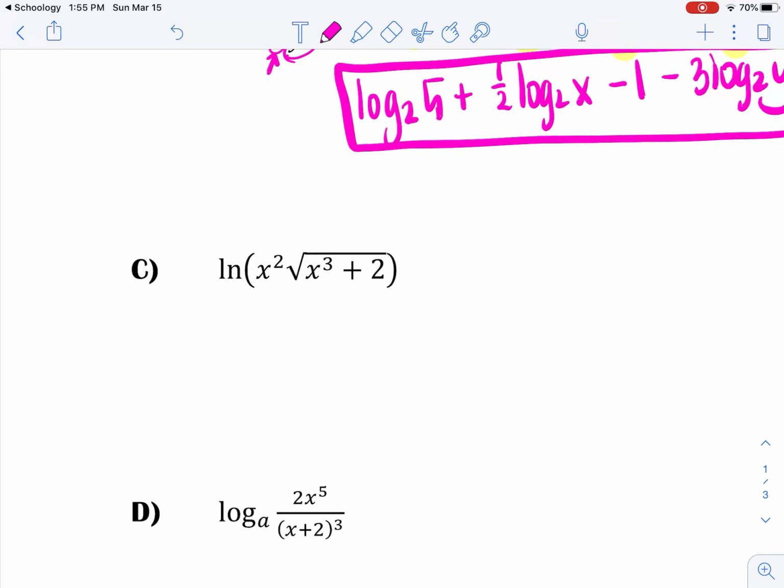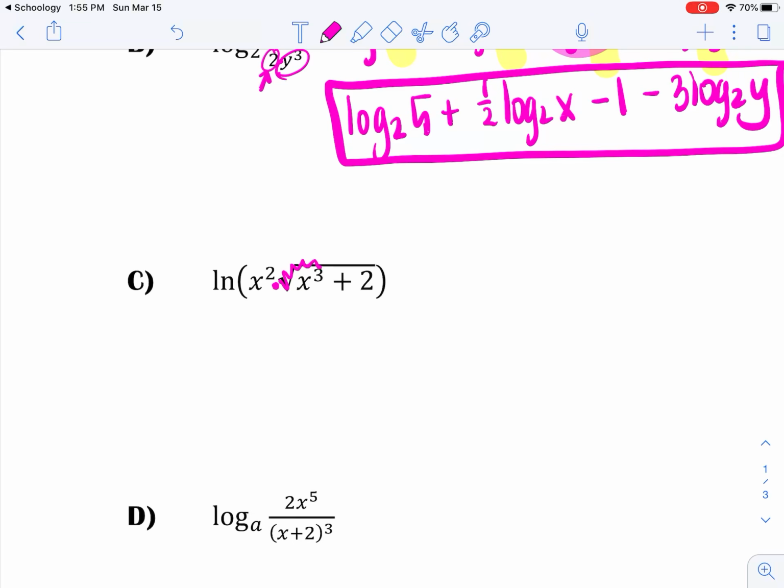Okay, next one has no division, but it does have multiplication. It's x squared times this. Once again, I'm going to get rid of this square root right here and bring this to the 1/2 power. So I'm going to change it to x cubed plus 2 to the 1/2 power. Now, first thing that people see this is they think they have 3 logs they're going to end up with. I am not going to have 3 logs. I'm going to end up with 2. There's 1 right here and 1 right here. There's 2 things separated by multiplication. This is addition. It doesn't break into 2 logs.